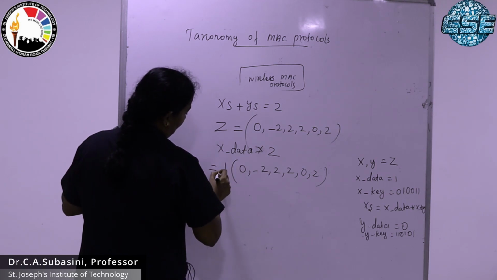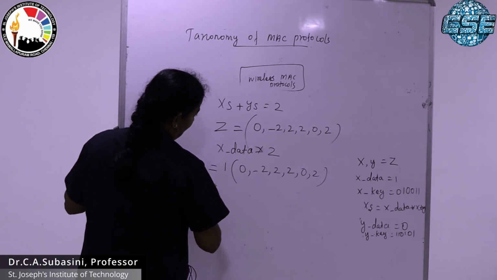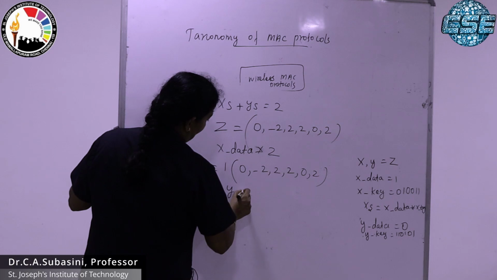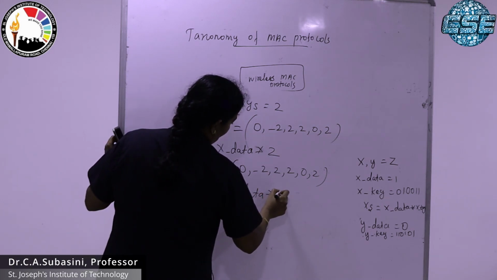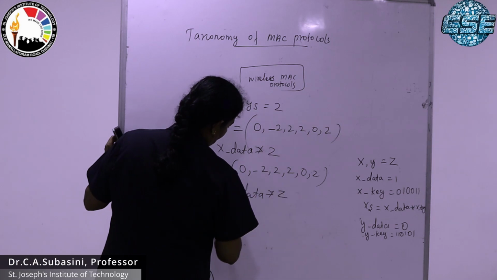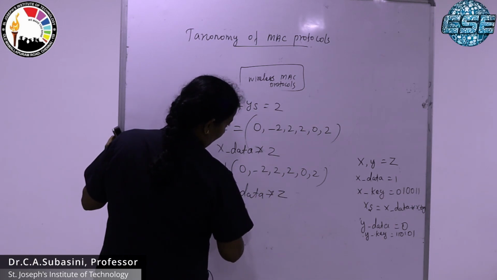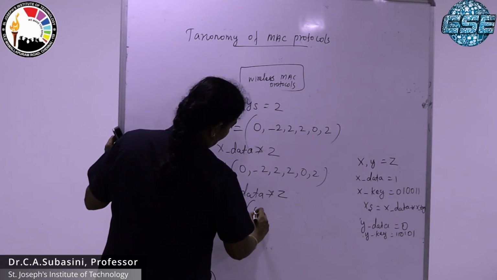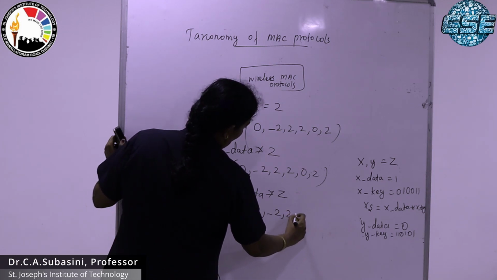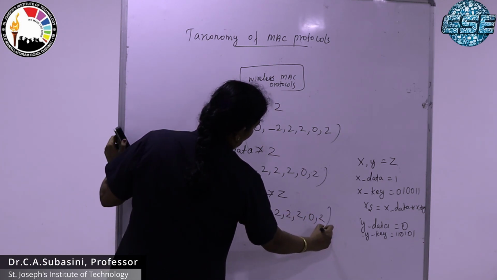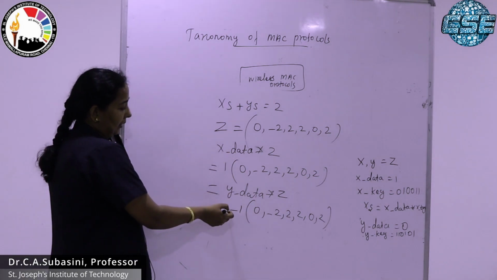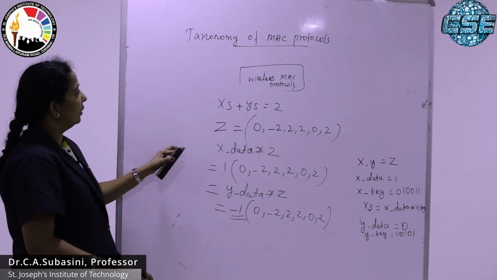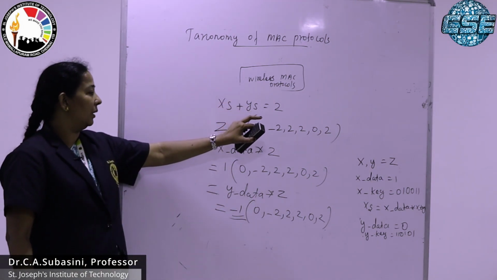the first data, and for verifying the second value, that is equal to Y data into Z. So that is equal to Y data will be minus 1 followed by 0, minus 2, 2, 2, 0, 2. So after sending and receiving the data, this will be the result. Okay, so this is called code division multiple access.